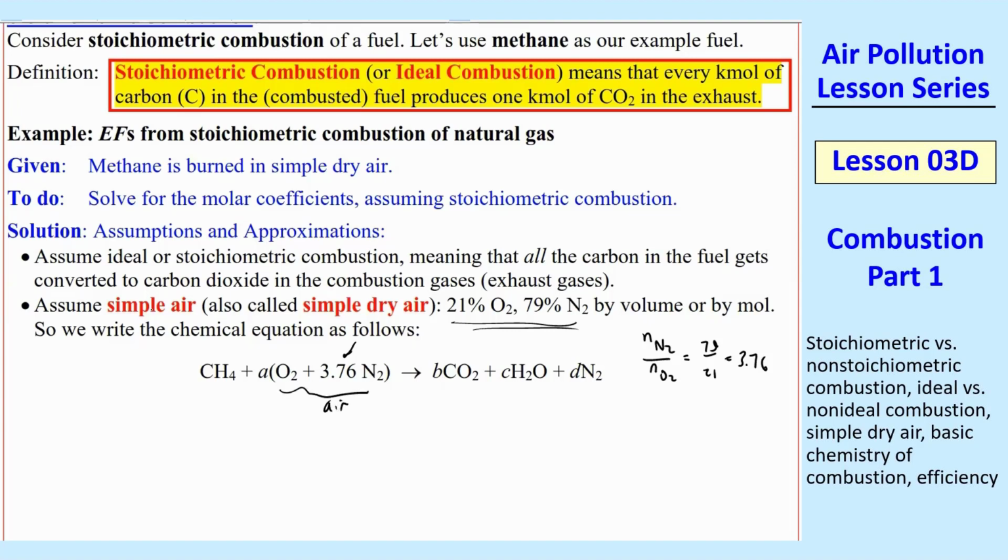So we can come up with this chemical equation fairly simply then. We say CH4, that's methane, plus A, this coefficient, these are all molar coefficients, times air, is some other coefficient B, CO2, and then some other one for water vapor, and then nitrogen kind of just comes along for the ride since it doesn't interact with anything. This is ideal or perfect combustion.